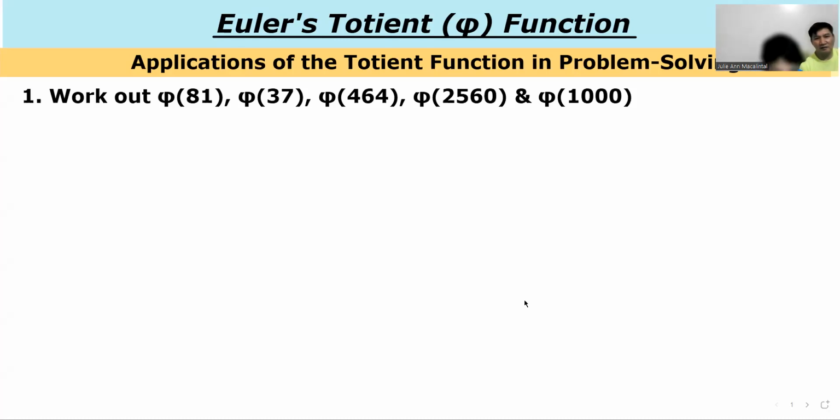Problem number 1: work out phi of 81, phi of 37, phi of 464, phi of 2560, and phi of 1000, where phi is the totient function. Let these be A, B, C, D, E.